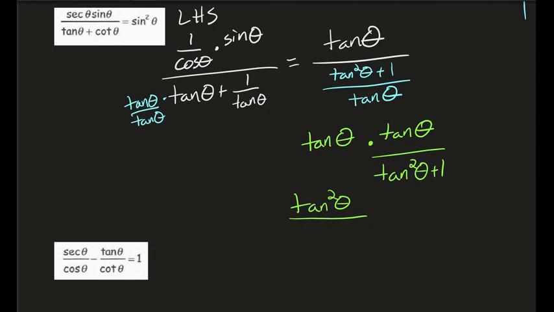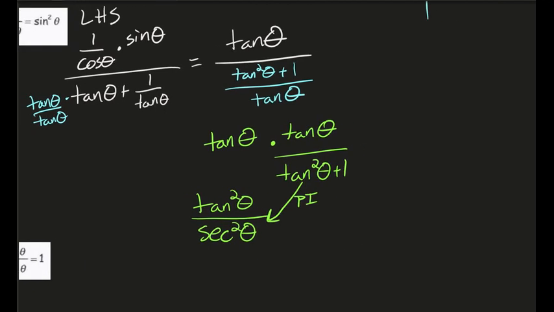But what we want to do is turn that into secant squared theta. Okay, so we've used a Pythagorean identity for this step. So then what we can do is write everything in terms of sine and cosine. So tangent squared theta is sine squared theta divided by cosine squared theta. Secant of theta is 1 divided by cosine of theta, and don't forget that they're squared.